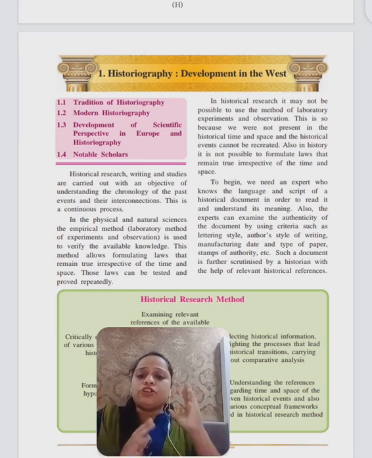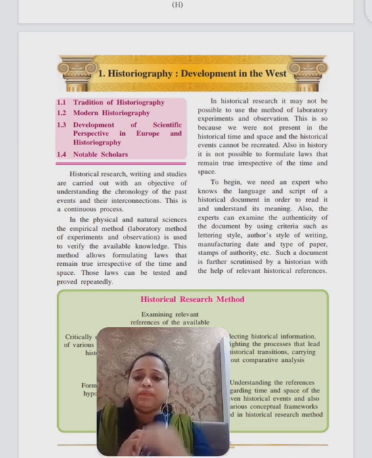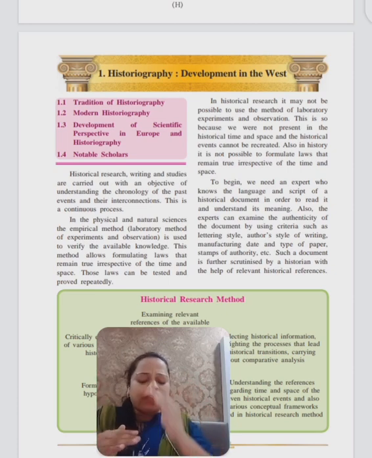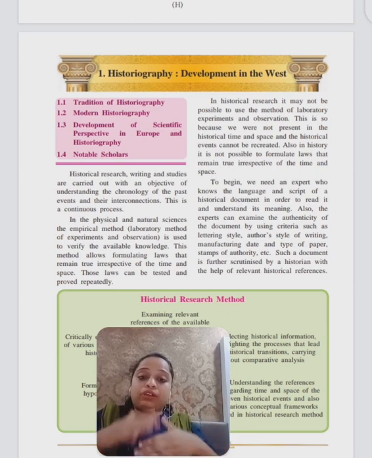See students, historical research, writing and studies are carried out with the objective of understanding the chronology of past events. When we talk about history, what clicks in our mind? Chronology of the past events. Every event happens in a sequential manner. This is a continuous process. It goes on happening one after another.